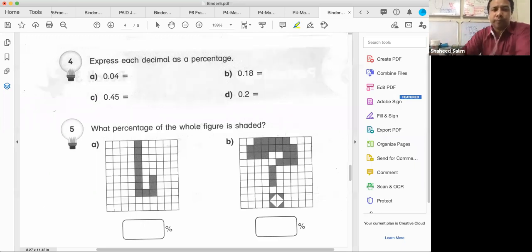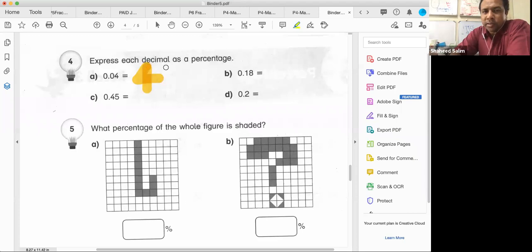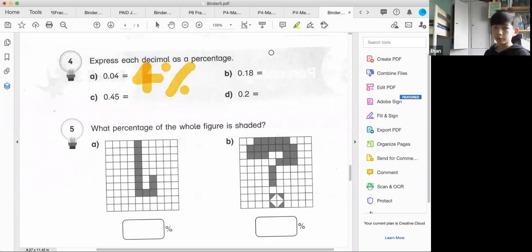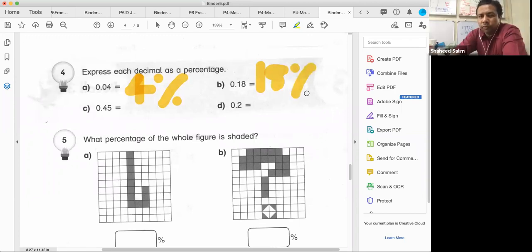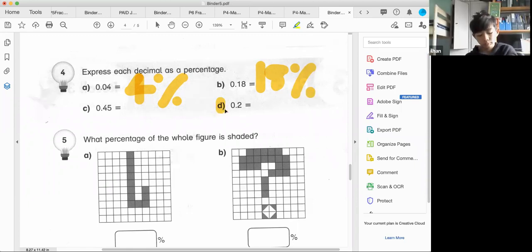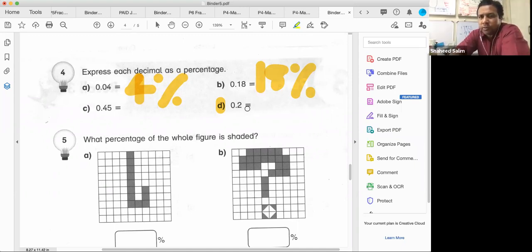All right, question 4A. Zahin, what's the answer for 4A? 4%. Good, correct. This is 4%. What about 4B, Mr. Ilhan? 18%. Easy, huh? And what about Zahin? D. 45%. D. 20%. Okay, so you must add down here. Normally must have 2 decimal places. So add 1 more here, then put a 0. So it becomes 20%, correct. And down here you mentioned 45%. This is correct.